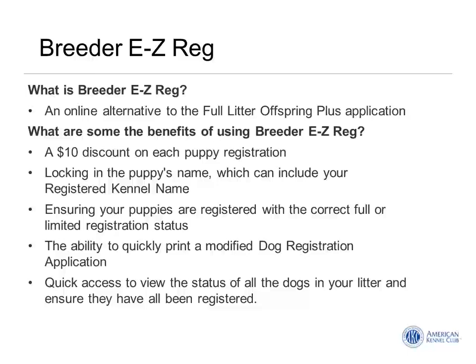You'll see a few of the other benefits here. You do get a $10 discount. You can lock in the puppy's name so it cannot be changed. This does include your registered kennel name. You can ensure that your puppies are registered with the correct full or limited status. You can print your own modified dog registration application, and you have quick access to view the status of all the dogs in your litter and ensure they have all been registered.